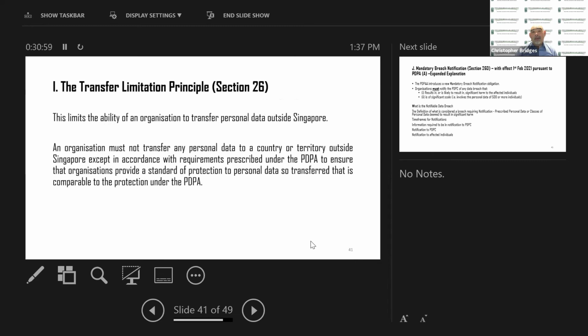What about the transfer limitation principle? Some organizations in Singapore may have head offices overseas, and you may then release or provide personal data of the employees in Singapore to your head offices overseas. So this transfer limitation principle talks about what obligations are imposed, and to what extent you can disclose to entities outside of Singapore.